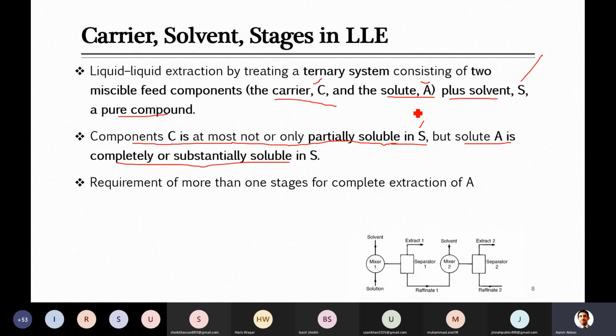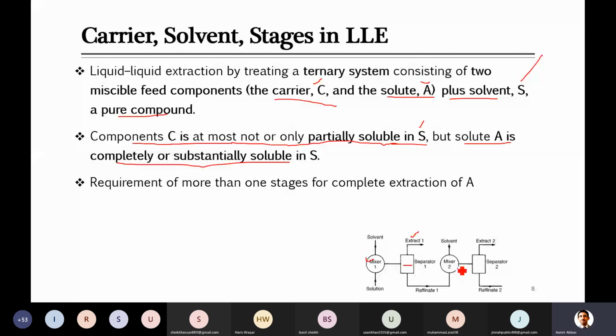Some of the solute will definitely be transferred in the first stage. For example, in this mixer or first stage, when you bring the solvent and the feed in contact, then give them some time for settling, they are separated in the form of extract and raffinate. The extract is the solvent containing the extracted part of the feed, and you just separate that. But the raffinate, as I already told you, is that part of the feed which is still there, which will contain all the carrier as well as maybe some part of the solute which is still not extracted.